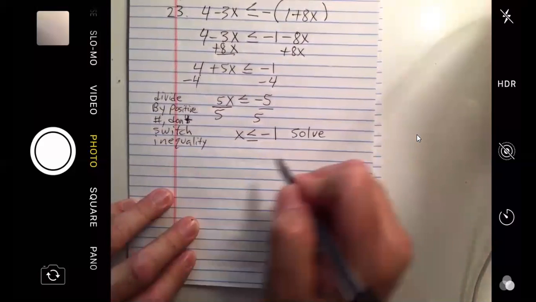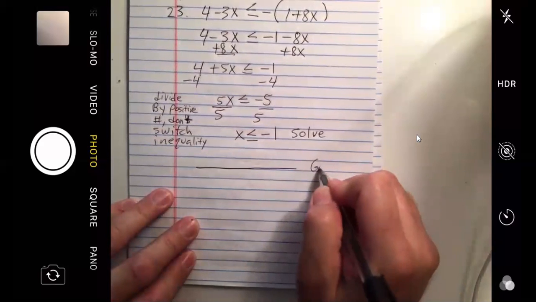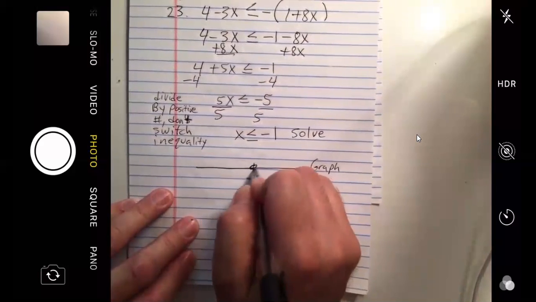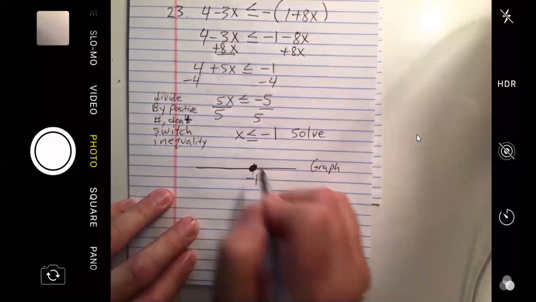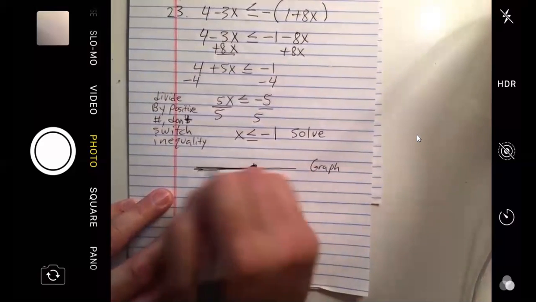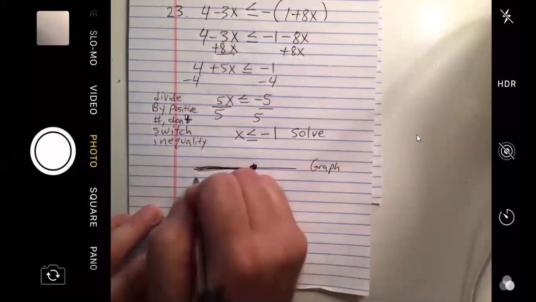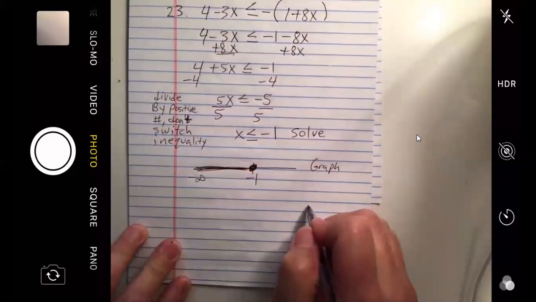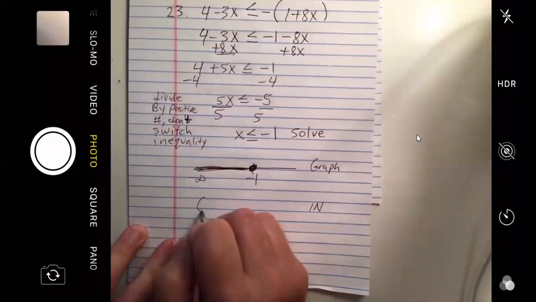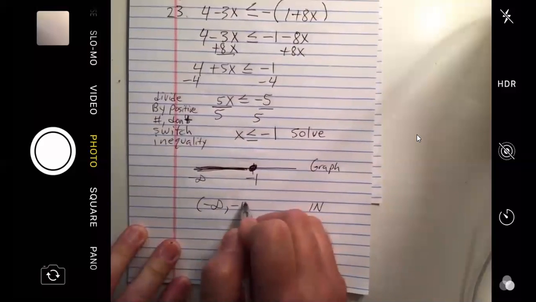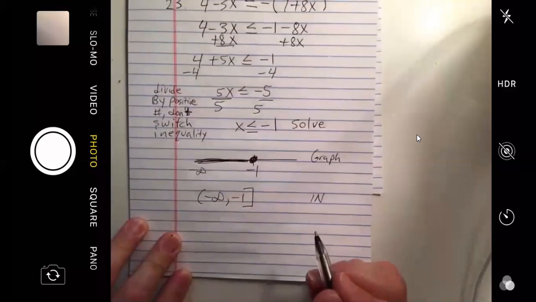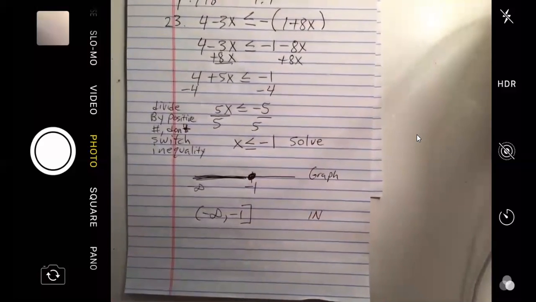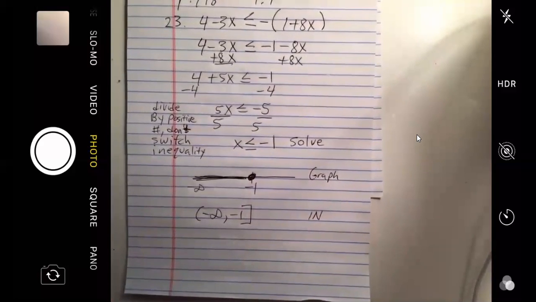The graph: -1, closed circle, because you got the or equal to. Less than is that way, to negative infinity. The interval notation: -1 with a bracket. Any questions about that?